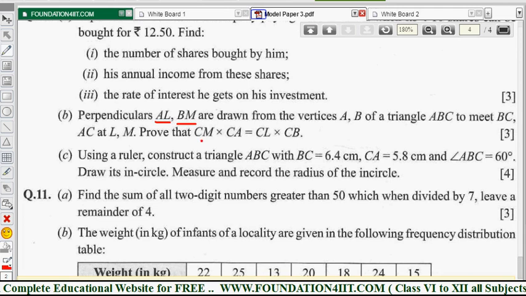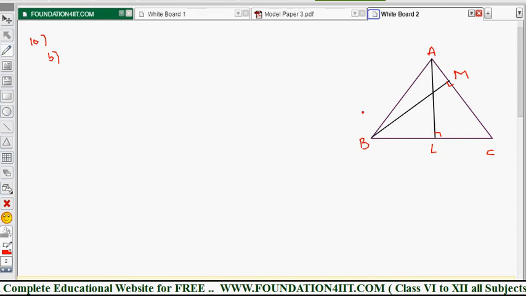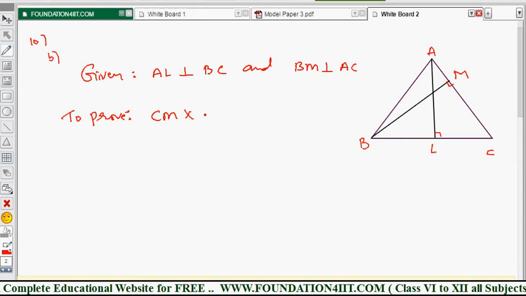Now from this data we need to prove CM into CA is equal to CL into CB. To prove this, we need to prove these two triangles are similar first. So first you take the given. Given data is AL is perpendicular to BC, and similarly BM is perpendicular to AC. These two are given. And what we need to prove is CM into CA is equal to CL into CB. So this is what we need to prove. So let's take the proof.